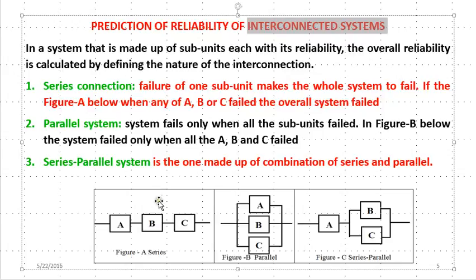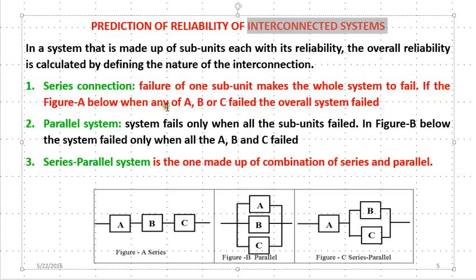We have A, we have B, we have C, they are in series. So my signal that I want to transmit from this point to this point has to pass through A, B, and C. Meaning, whenever either A or B or C fails, the overall system has failed.